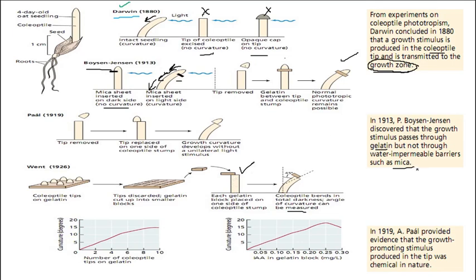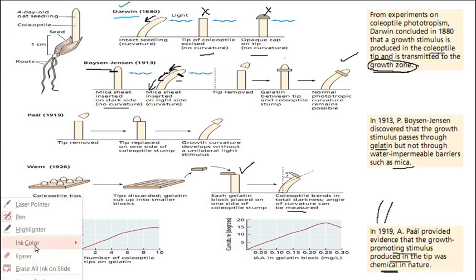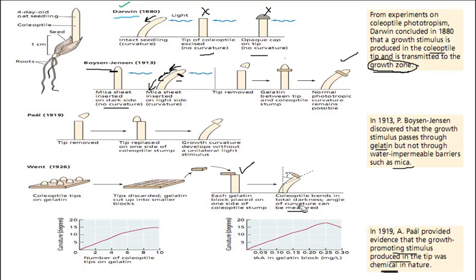Now in the second case, the second experiment done by Boysen and Jensen, when the gelatin block was put between the tip and the stump of the coleoptile, the bending occurred, because gelatin is a water permeable substance. I already discussed this. Now when a mica sheet was inserted on the dark side, there was no curvature, because the growth occurs in the dark side. But when the mica sheet was inserted in the light region, the bending occurred, because the dark region is the region where the growth occurs.